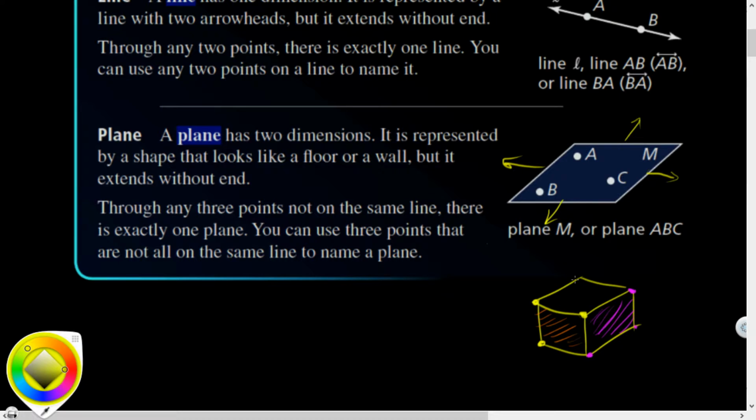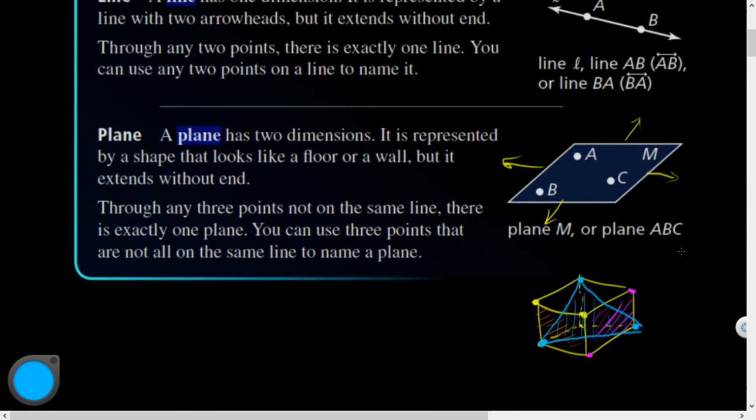Now, question. Let's see if I draw some dotted lines here. Is there a plane that passes through this point and this point and this point? Yeah, it's not one of the faces of the box, but it's like a diagonal. In this case, it would be represented by a somewhat triangular slice of that box, but it does exist. So any three points that are distinct from one another and not collinear will form a plane.